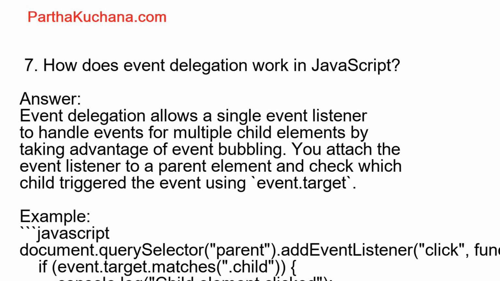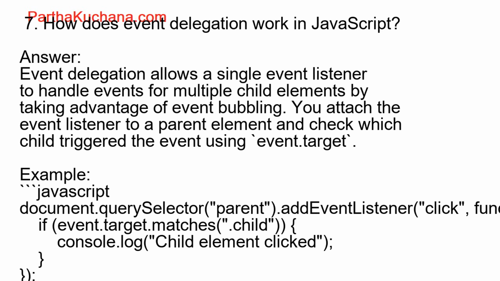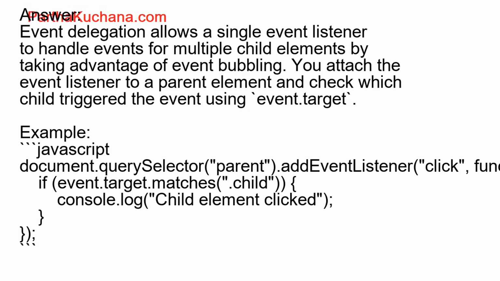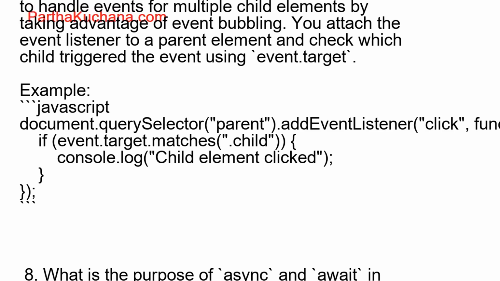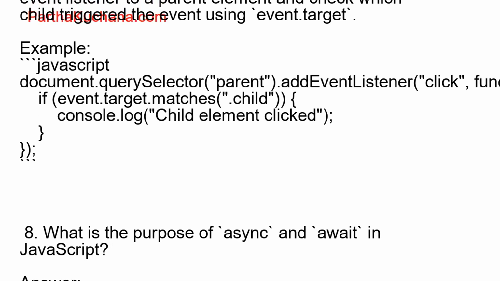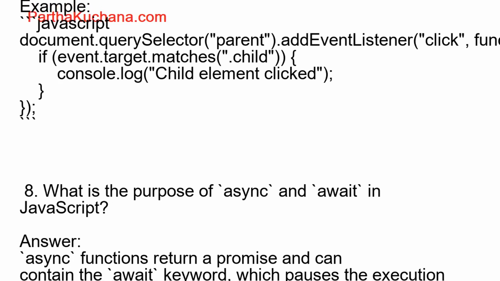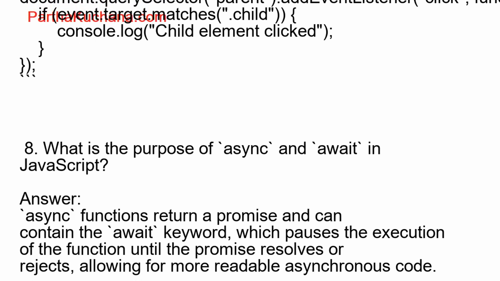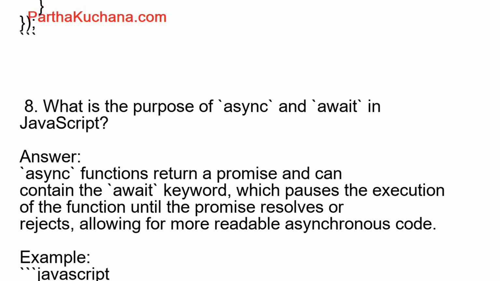8. What is the purpose of async and await in JavaScript? Answer. Async functions return a promise and can contain the await keyword, which pauses the execution of the function until the promise resolves or rejects, allowing for more readable asynchronous code. Example: JavaScript. async function fetchData() { let response = await fetch('https://api.example.com/data'). let data = await response.json(). console.log(data) }.